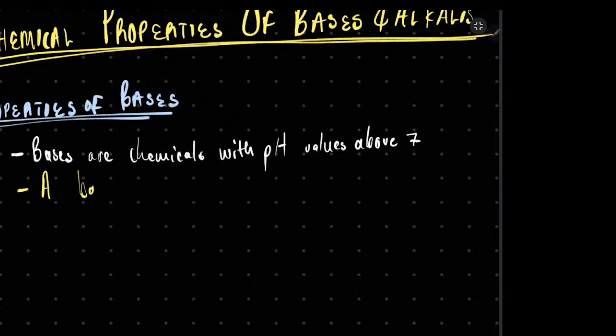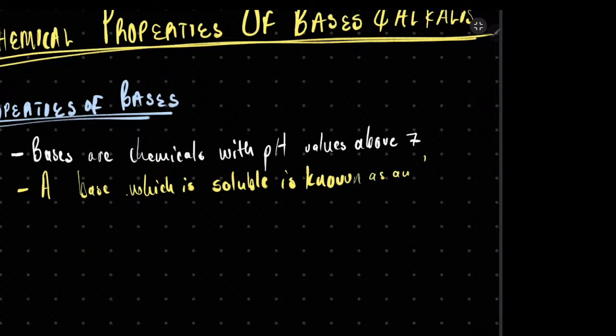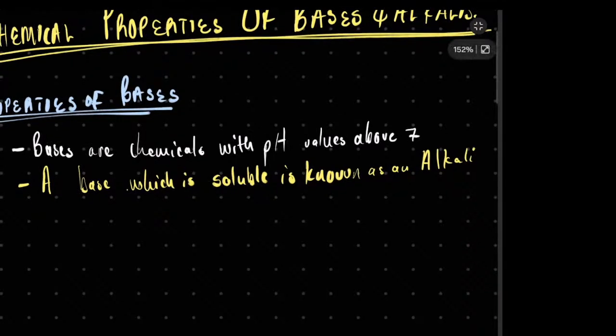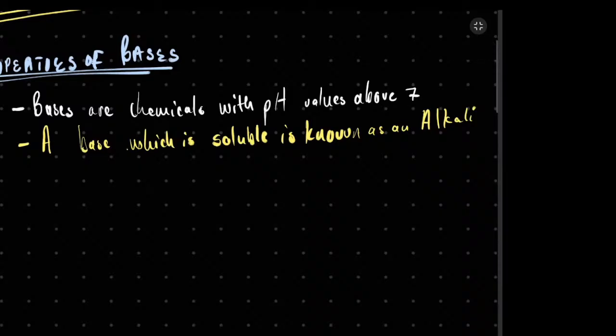A base which is soluble is known as an alkali. So an alkali is a soluble base. An alkali is a soluble base. Now what we know is that when we have these soluble bases, these alkalis, we know their colors, what they turn litmus. So I'm going to skip that. I'll write about it later.